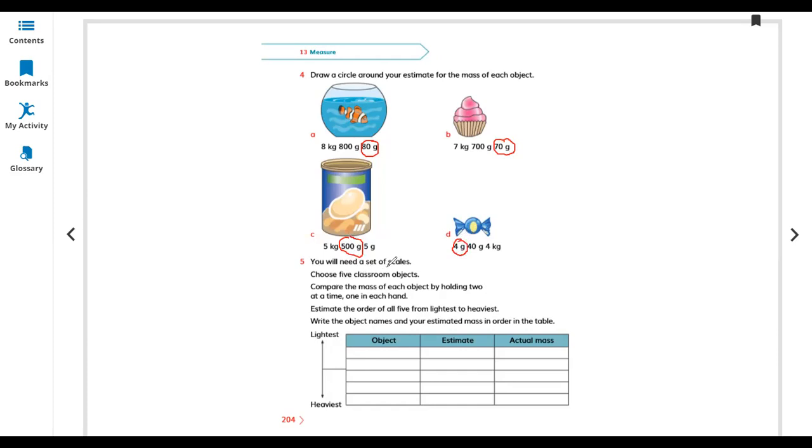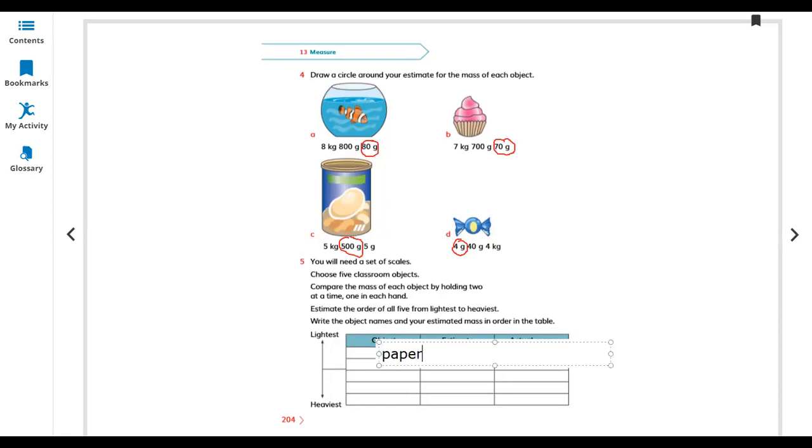You will need a set of scales. Choose 5 classroom objects. Compare the mass of each object by holding 2 at a time, 1 in each hand. Estimate the order of all 5 from lightest to heaviest. Write the object names and your estimate mass in order in the table. I just write the name, then you can estimate using scale, and then we can write it. First estimate and then make actual.